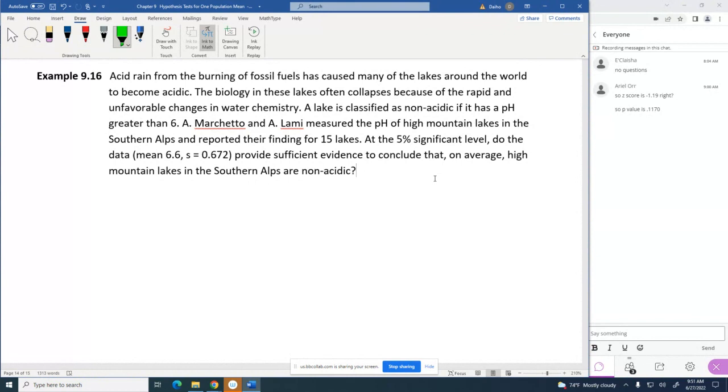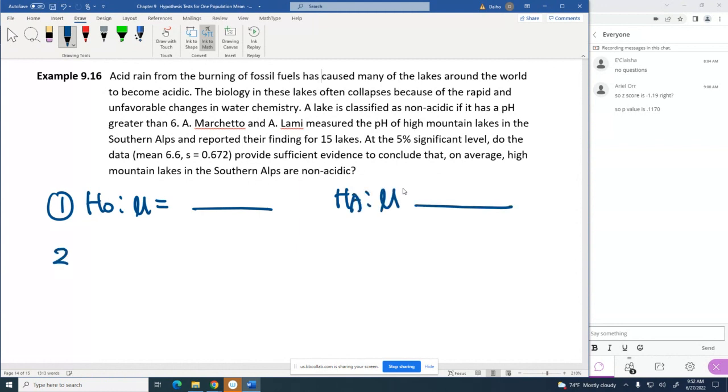Please look at this. It's the same thing, right? Step number 1 is mu is equal to something, an alternative hypothesis. And step 2, alpha, but now we need a t-score.